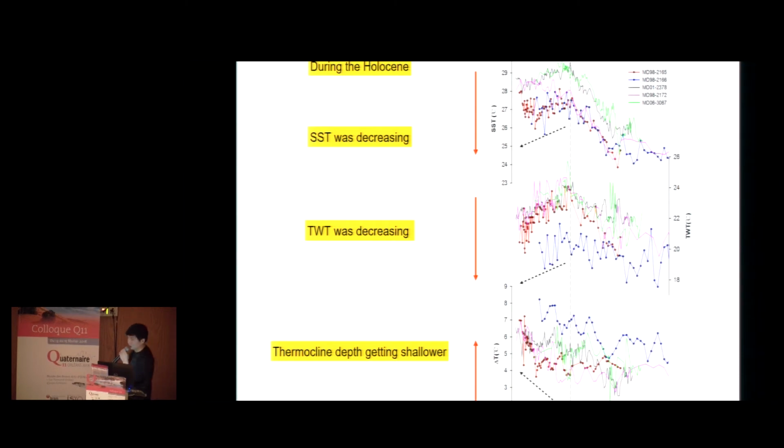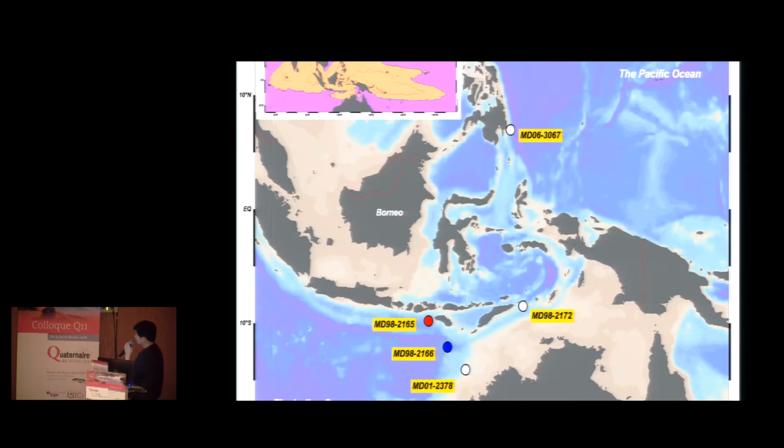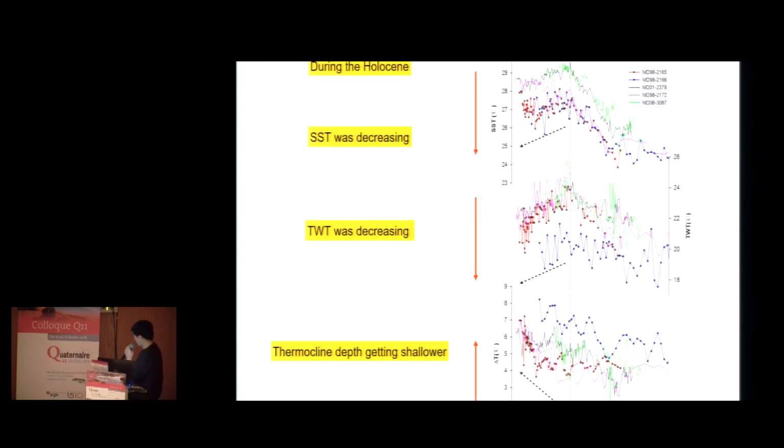About all the results, we could make a rough evaluation of ocean heat content during the Holocene. During the Holocene, we see the SST was decreasing. Thermocline water temperature was decreasing. However, the thermocline depth was getting shallower. So all of this suggests a reduction of the ocean heat content in the study regions during the Holocene.